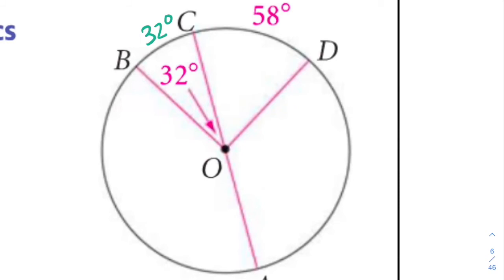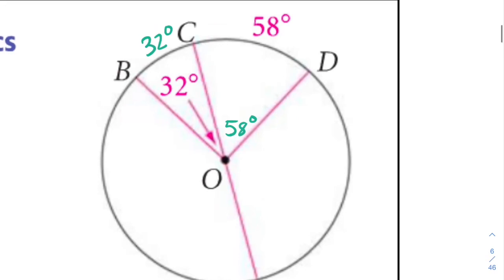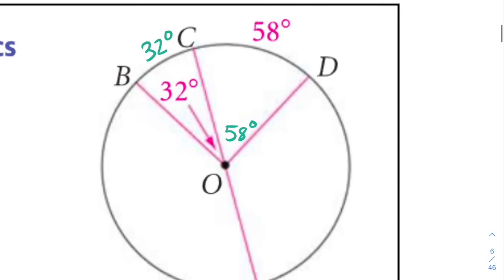If this is 58, then this is also 58. And then I have two unique situations here. I have what appears to be a diameter. I know that a diameter is 180 degrees, so it divides the circle into two semicircles.